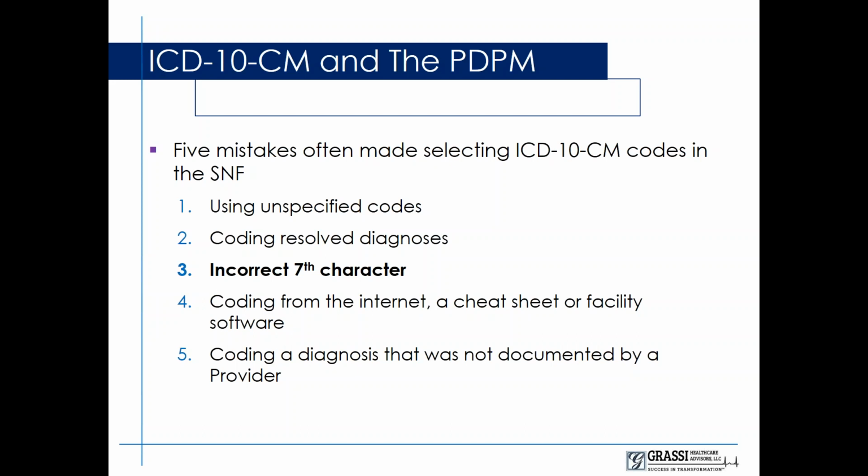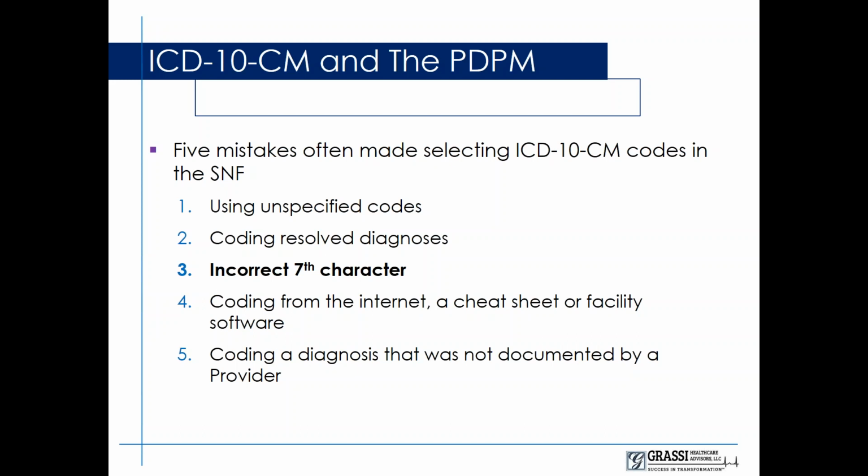Coding for resolved diagnoses. Again, we're talking about that. The diagnoses have to be active, and the documentation has to represent that. Incorrect 7th character, using those incorrectly. So hopefully today everyone understands the difference between initial, subsequent, and sequela. And then again, your ICD-10 book will be a great resource if you do need to add additional 7th character information on fractures. Coding from the internet or a cheat sheet or the facility software, and we talked about that. Joe mentioned how important it is to make sure that you have a book, make sure it's the current year. Not Googling for codes.